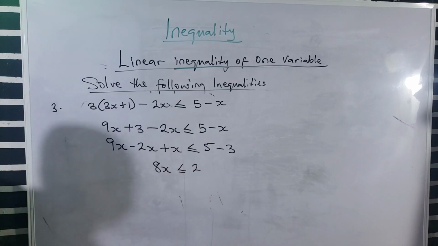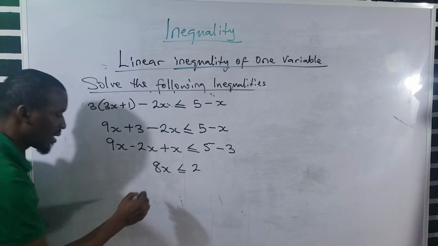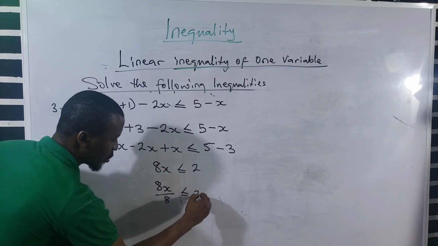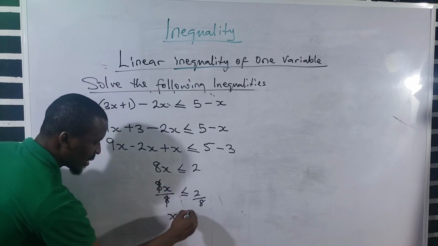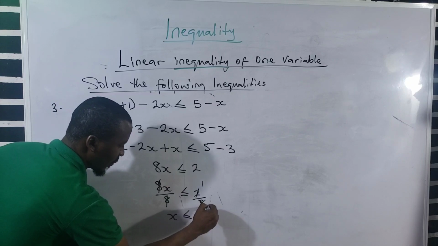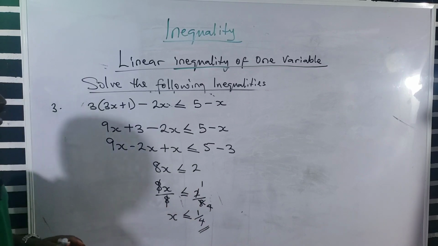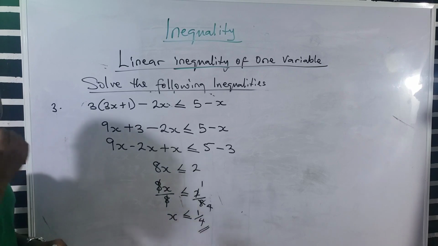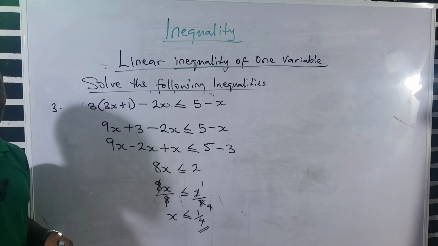So we now need to set our x free by dividing both sides by 8. So I have 8x over 8 ≤ 2 over 8. 8 will cancel out this 8. I'll have x ≤ what? 2 here, 1; 2 here, 4. So that will give us 1 over 4. So you can see how simple that is. Okay? So we are going to look at inequality that involves fractions.